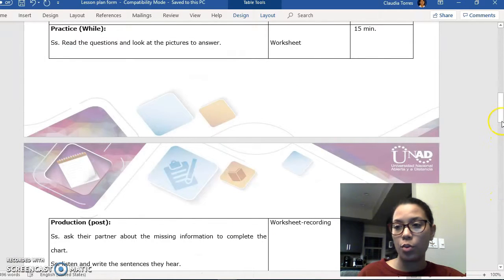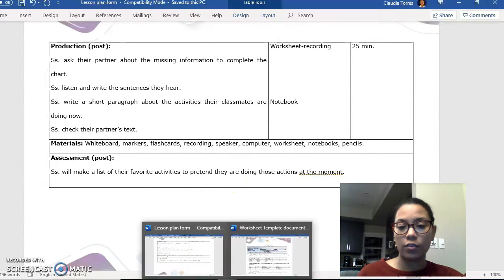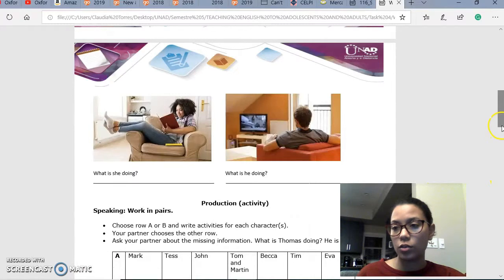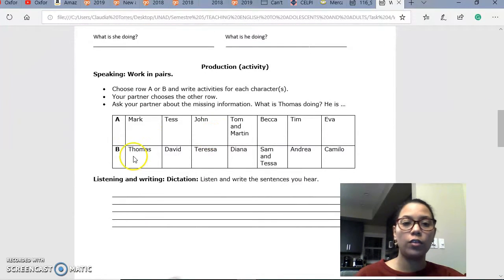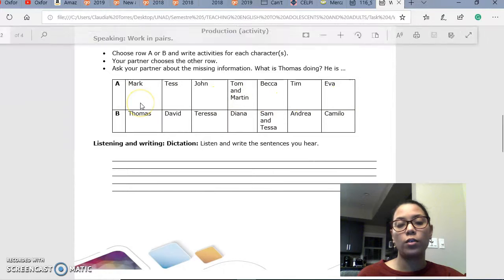So for the production part, which is the final one, they were asked to ask their partner about the missing information to complete the chart. So I really like this kind of activities because I'll show you. So here they could choose partner A or partner B. So let's say that they chose partner A. For each partner, they had to write in this space. They had to write activities for each blank, for each square of the table.